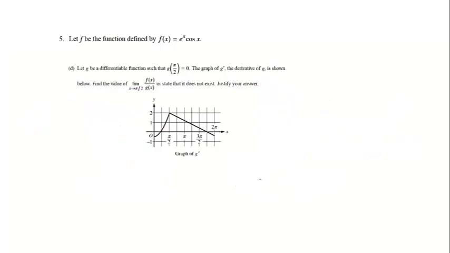Okay, part D. This one looks kind of mean, but it really is not so bad. Let g be a differentiable function such that g of pi over 2 is equal to 0. The graph of g prime, the derivative of g, is shown below. Find the value of the limit as x approaches pi over 2 of f of x over g of x, or state that it does not exist.